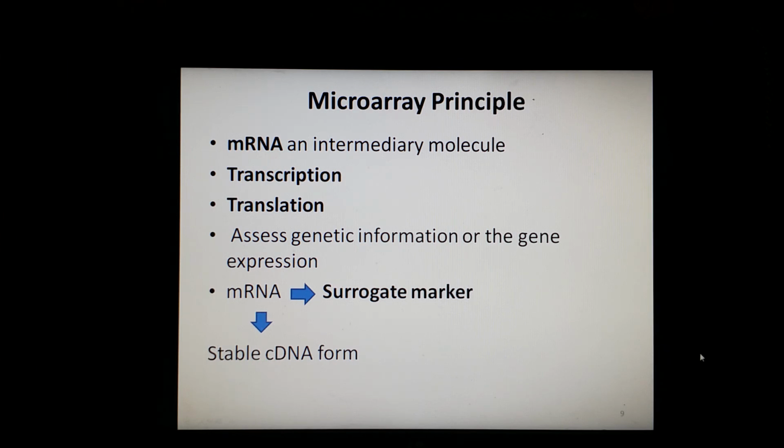It helps us understand what is the cause of the alteration in the genetic expression. Thus messenger RNA actually acts as a surrogate marker, and since messenger RNA is degraded easily, it is necessary to convert it to the more stable complementary DNA form. This is the reason why we convert messenger RNA into complementary DNA: the complementary DNA form is quite a bit more stable than messenger RNA.